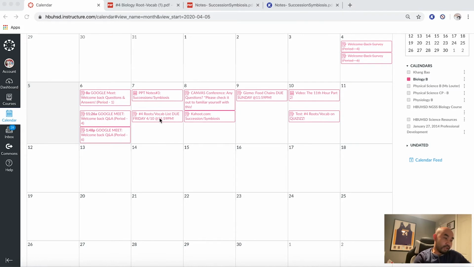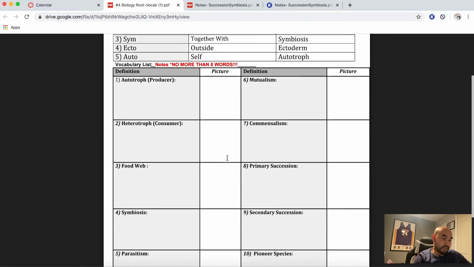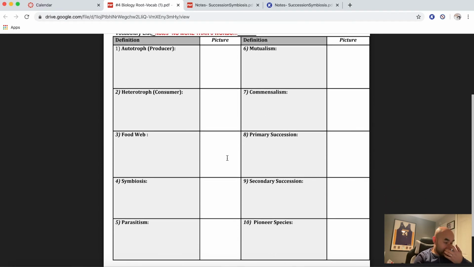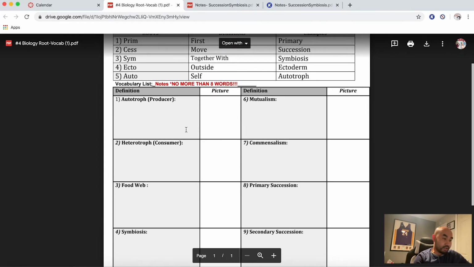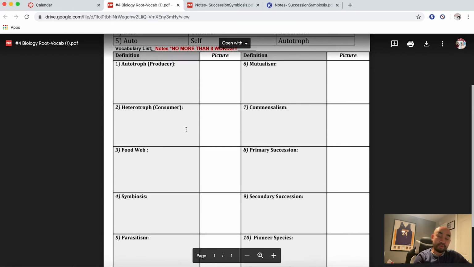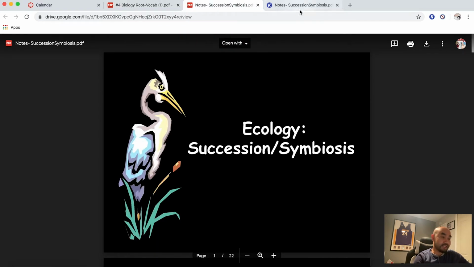But before you do that, I'd like you to open vocab list number 4. Have it with you so you can follow along. Numbers 1 through 5 are from the last note on food webs that we did, and 6 to 10 will be what we're going to talk about today in this note. So again, we'll get used to this, and welcome back to our distance learning.